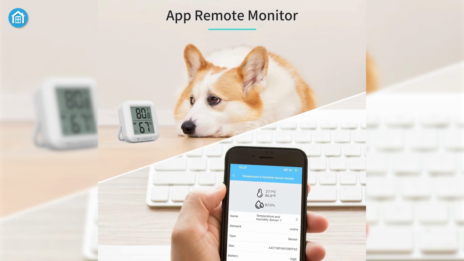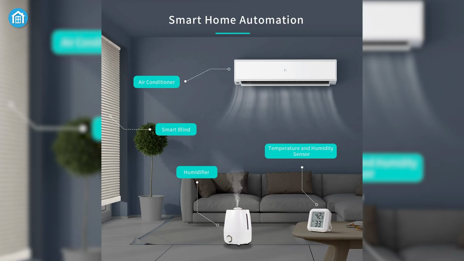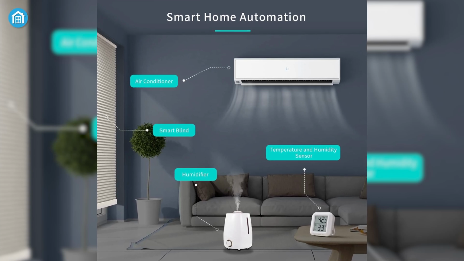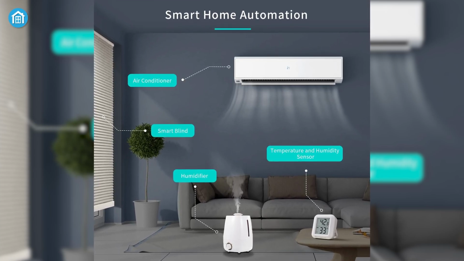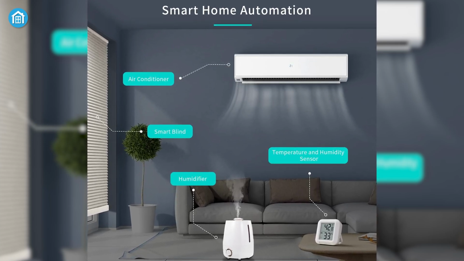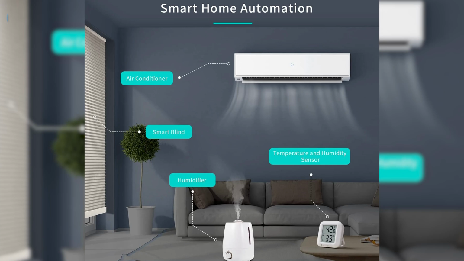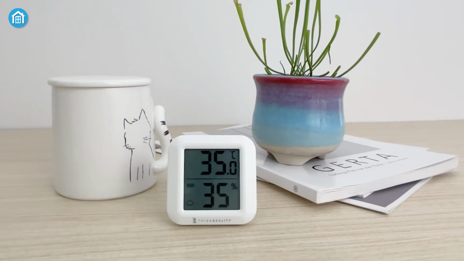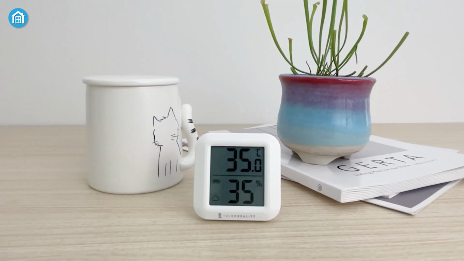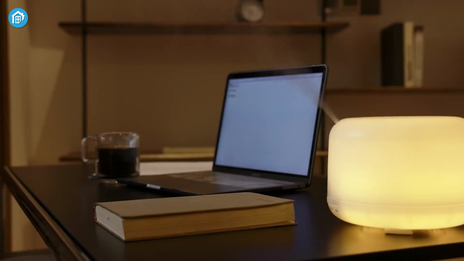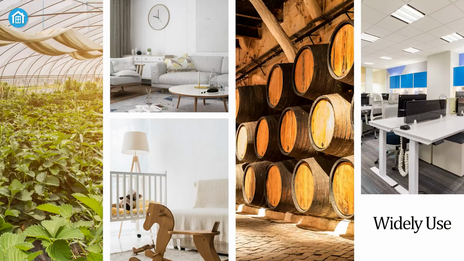Smart automation features make it even more useful. It can trigger an air conditioner or fan when temperatures rise above 27 degrees Celsius, or a humidifier when humidity falls below 40%. Plus, with app-based remote monitoring, it lets users check conditions and view historical data from anywhere. With ultra-low power consumption, it runs on two AAA batteries, lasting up to a year before needing replacements. Whether for home automation or simple climate tracking, this sensor is a practical addition to any smart home.